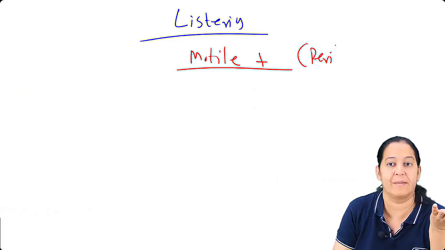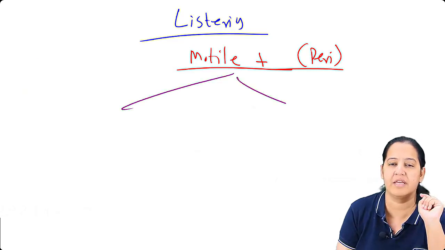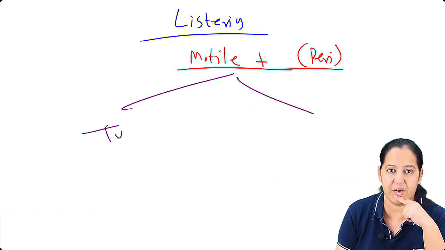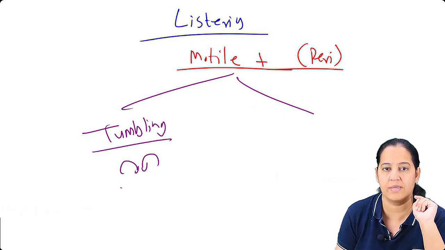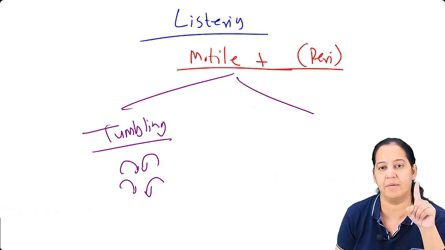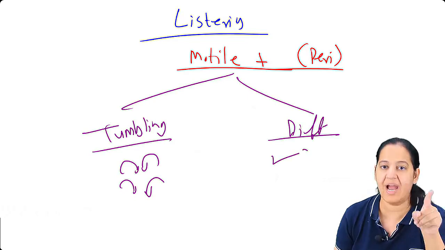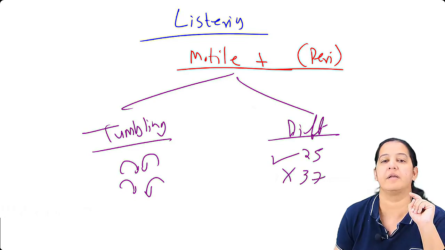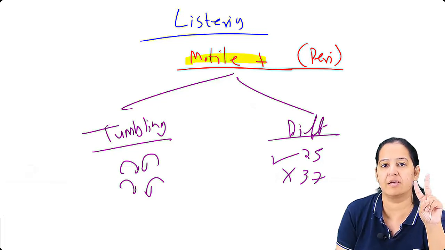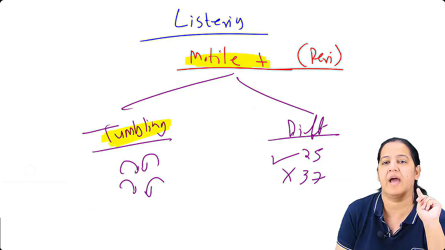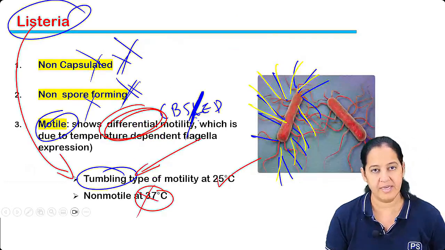Let's write this also: peritrichous flagella. But there are two things you have to learn here about motility. Number one, it's tumbling, clockwise, anti-clockwise, like that. Number two, it's differential. It is motile at 25, but not at 37. So learn the two highlighted things on the motility. It's tumbling and it's differential. Say yes.